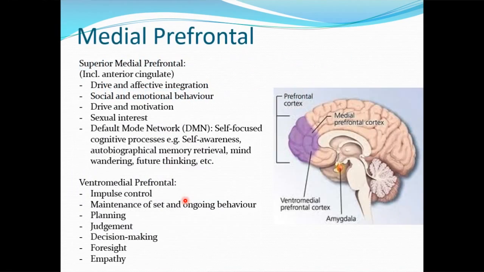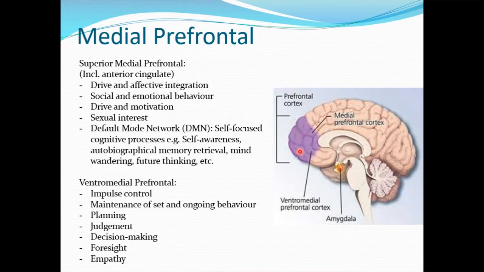Okay. All right. Now, the medial side of the brain. If you had to take the brain, split it open, the parts on the inside of the hemispheres are called the medial areas. Now, the medial prefrontal areas are divided into the superior medial prefrontal and the ventromedial prefrontal. So the superior is more there and the ventromedial more over there.